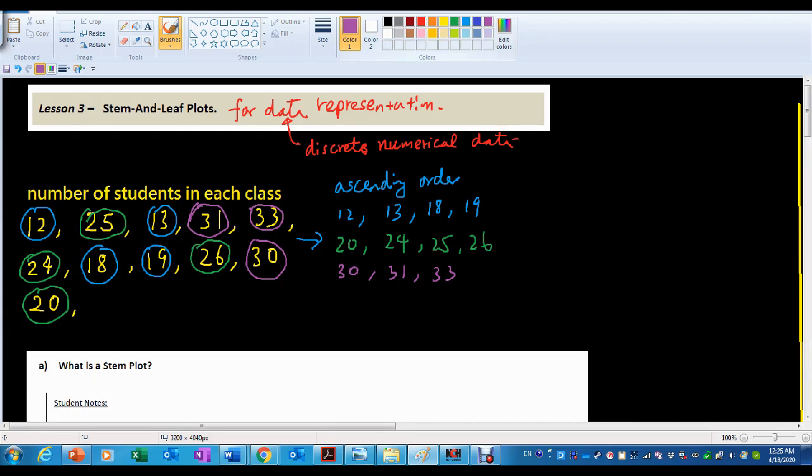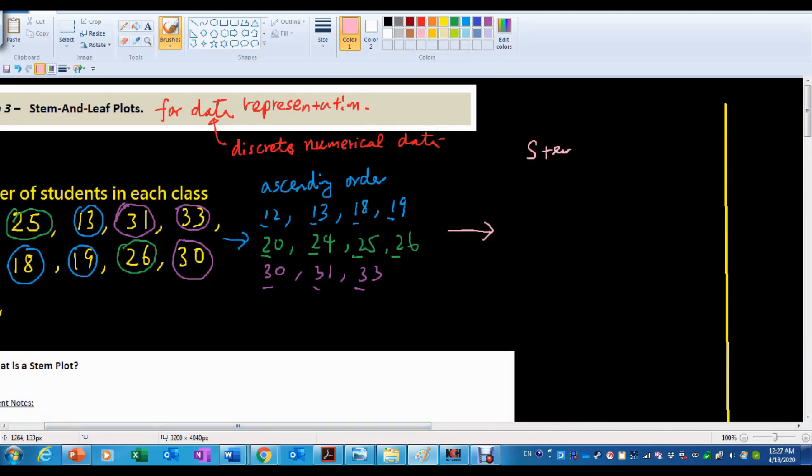But we still think that kind of representation is still a little bit clumsy, because we repeat that 1 each time. Every time you need to write 1, and also for the 20s, every time you need to write that 2, and for the 30s, every time you need to write that 3. So that's why we come up with another idea, which is to write everything into a stem and leaf plot.